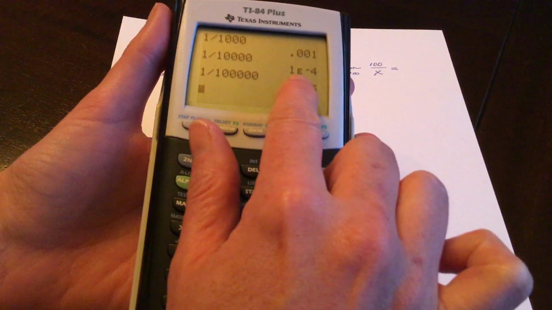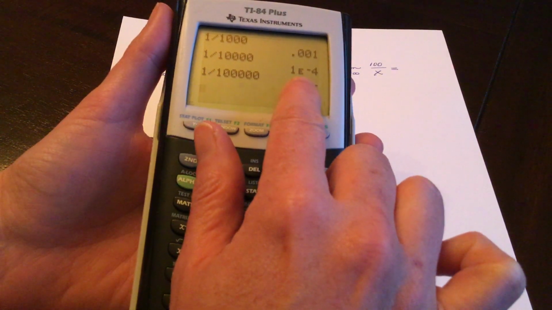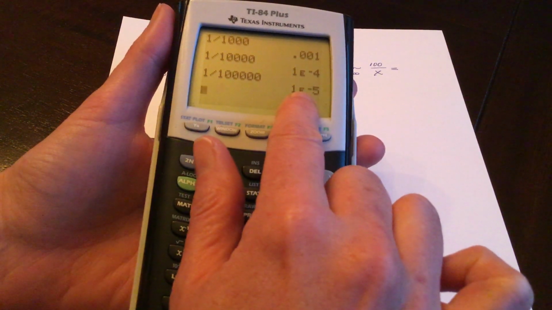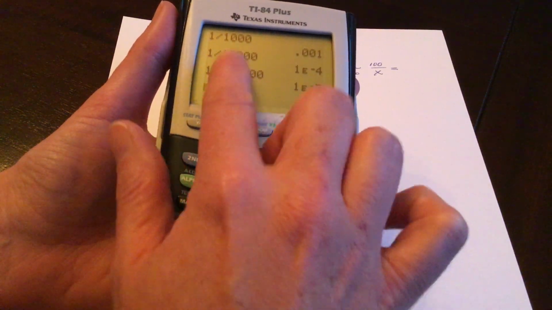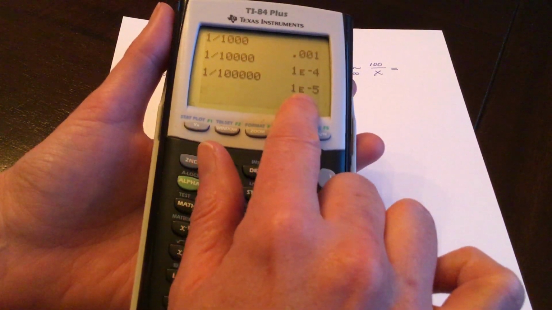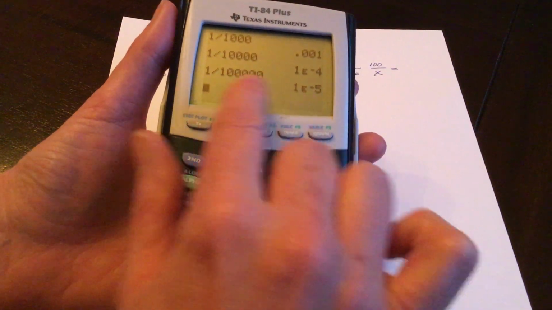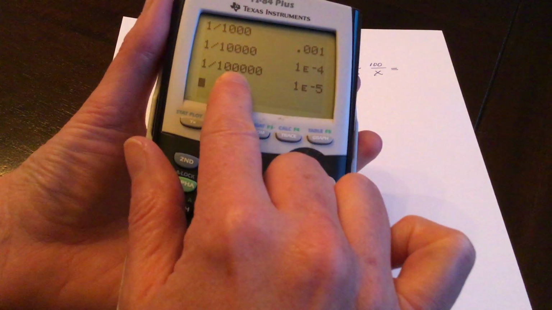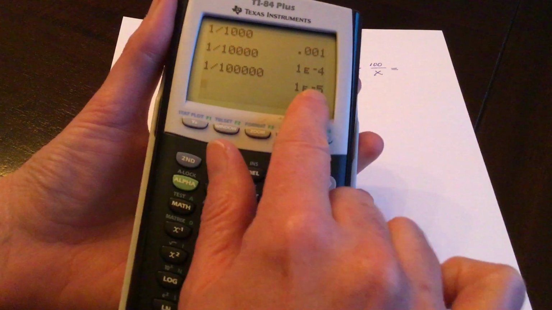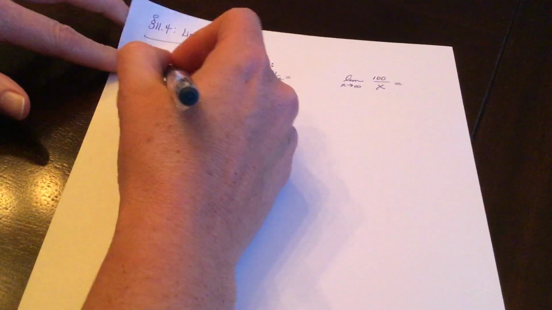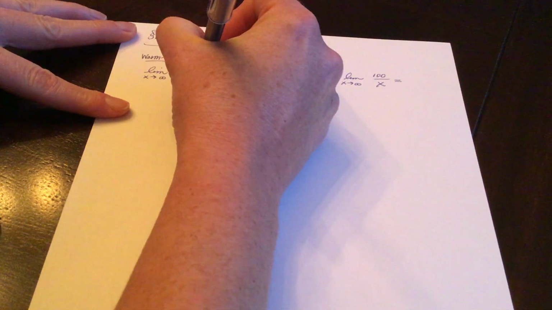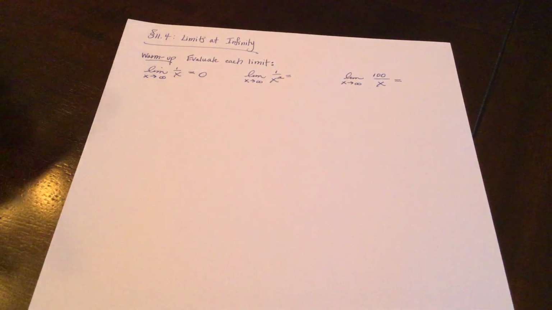This is 0.0001, and this is 0.00001. Anyway, the point is that your values are getting increasingly closer to 0. So by the time you reach infinity, this value will reach 0. As your x value approaches infinity, this value is approaching a value of 0.